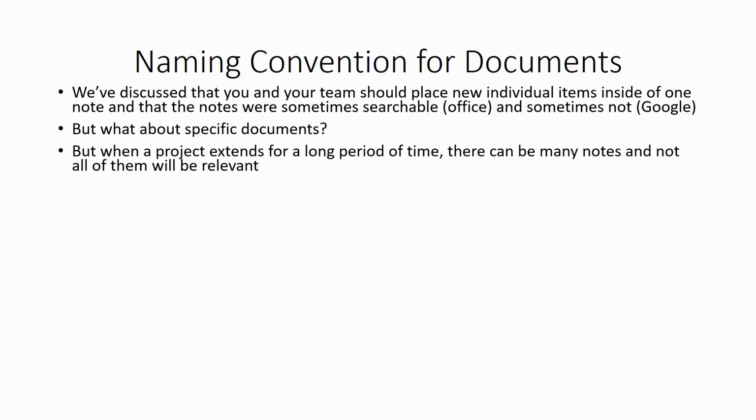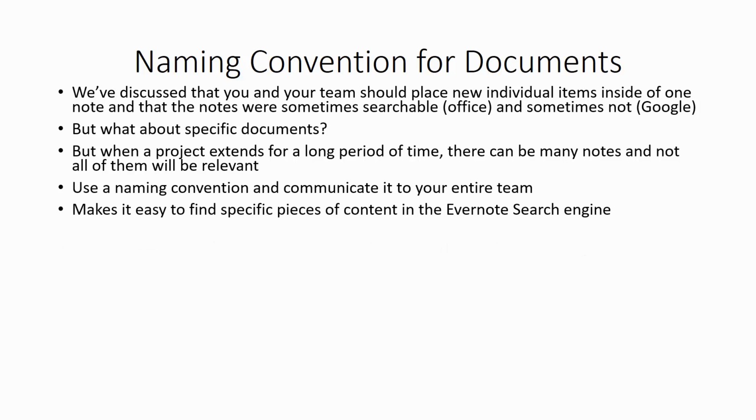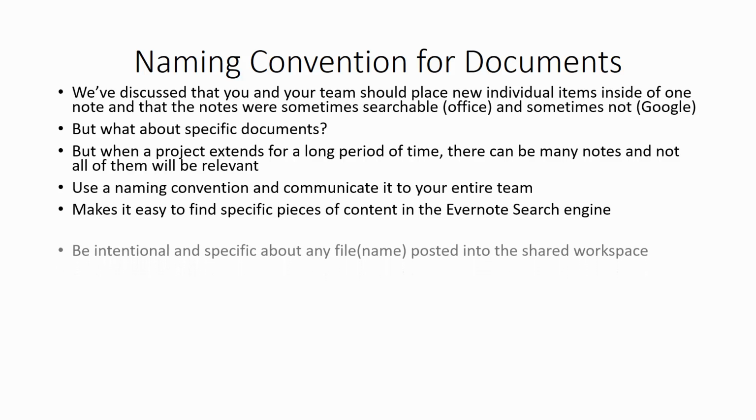And this is important because when a project extends for a long period of time, you can have a lot of notes and not all of them will be relevant, and it can actually clog the search when you're trying to find something specific. What you want to do is to use a naming convention for the individual files within the note, and then make sure that you communicate that naming convention to your entire team. This will make it easy to find specific pieces of content within the Evernote search engine.